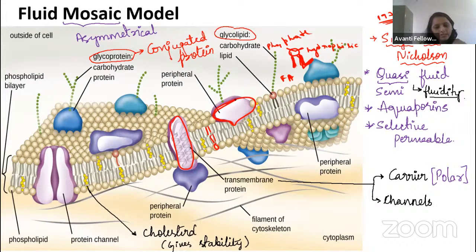Now let us go to the cholesterol. The cholesterols are in between the phospholipid tails, where they are helpful in the stability of the plasma membrane. Remember, guys, the stability of the plasma membrane is dependent upon two things. One is based on the saturation, saturated or unsaturated.